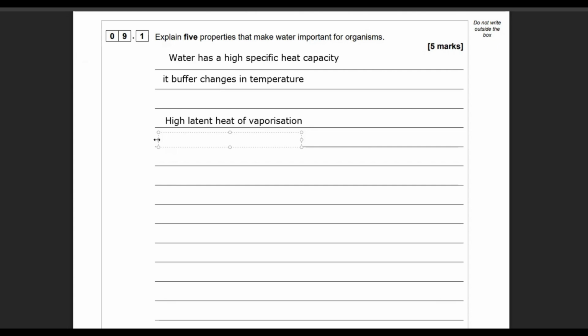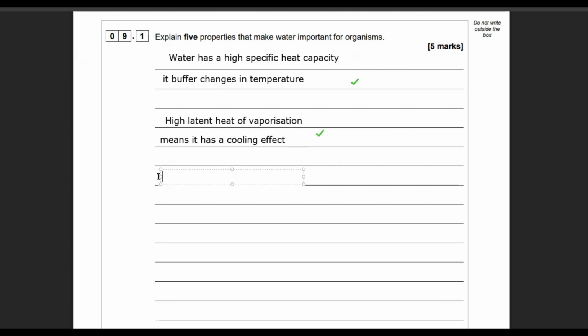Now, we don't need to put all of that down. We can just say high latent heat of vaporization means it has a cooling effect, or we can say it's a very good coolant material. Okay. And the reason why it's a good coolant material, well, these are only 1 mark each because this is super stingy. Right, let's do another one.